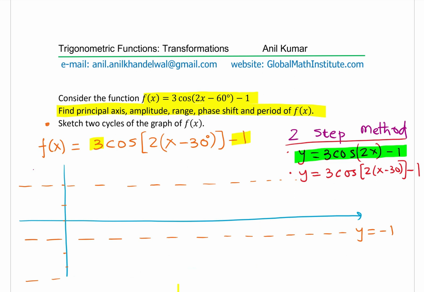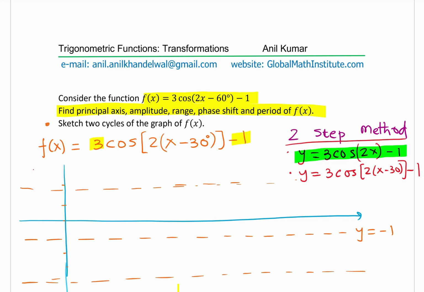Let me just sketch this. Okay. So we have this axis with us. Let me make it shorter. Okay.